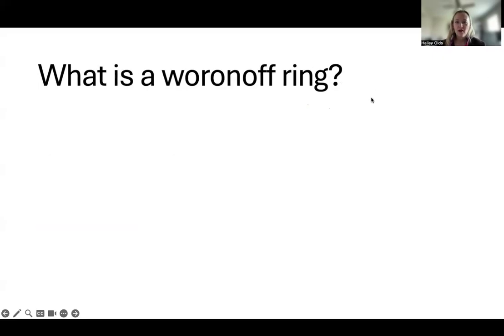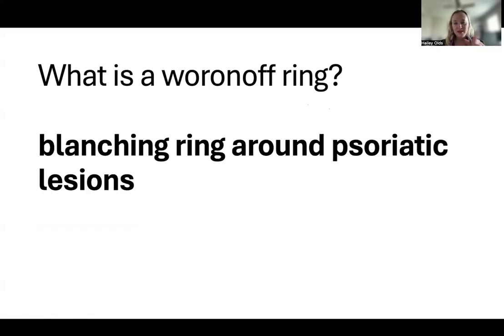What is the Woronoff ring? So this is when you get blanching around psoriatic lesions. Just a good buzzword thing to know.